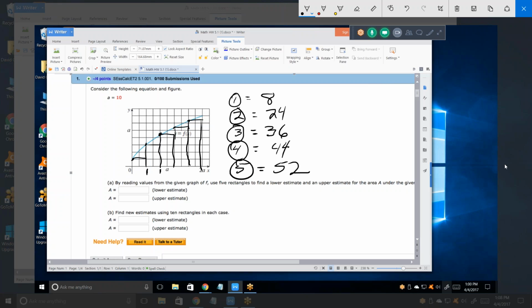Okay? Add all those up and we get 8, 32, 68, 112, 164. That's the area under that curve, but we know that that's a lower estimate. It's not the true area. The true area under that curve, we can tell, is going to be bigger than that. If you want to put in a number, go ahead and put in 164 for that first lower estimate, just so we can go on and I can erase some of this stuff.